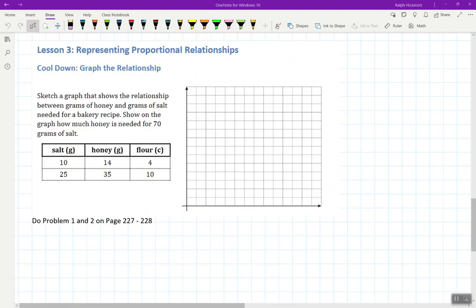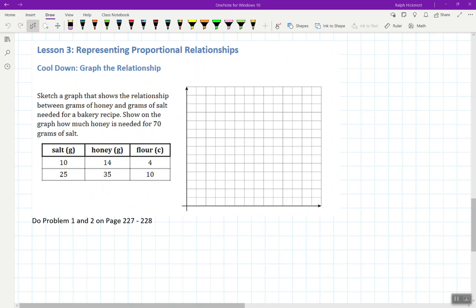All right, students, at this time, that concludes the directed part of this lesson. Your teacher is going to pass out the cool down. Now, when you get the cool down, notice you're going to be sketching a graph. It says that the relationship between grams of honey and grams of salt are needed for a bakery recipe and shown on this table. Show on the graph how much honey is needed for 70 grams of salt.